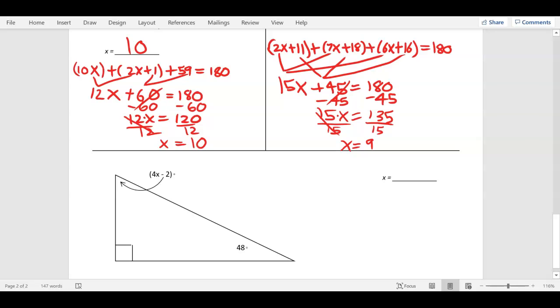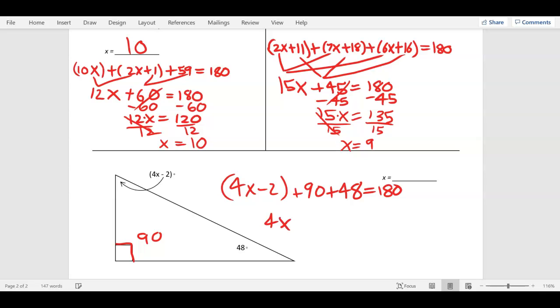All right, last one real quick. More of the same idea. This is 90. So we have 4x minus 2 plus 90 plus 48 equals 180. On the last one, there's only one x, so you just bring it down. 4x. The three constants I want to add together. Negative 2 plus 90 is 88. 88 plus 48 is 136, I believe.